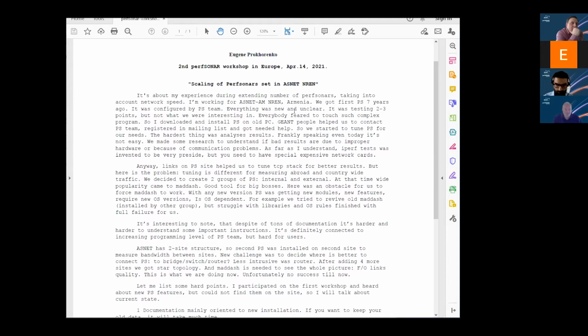Now, I contacted GÉANT when we got this perfSONAR and asked them what I can do with this device. They connected me with the perfSONAR team, and we registered on a mailing list and got the help we needed. We got some results from the monitoring, but it was hard to analyze what they meant.